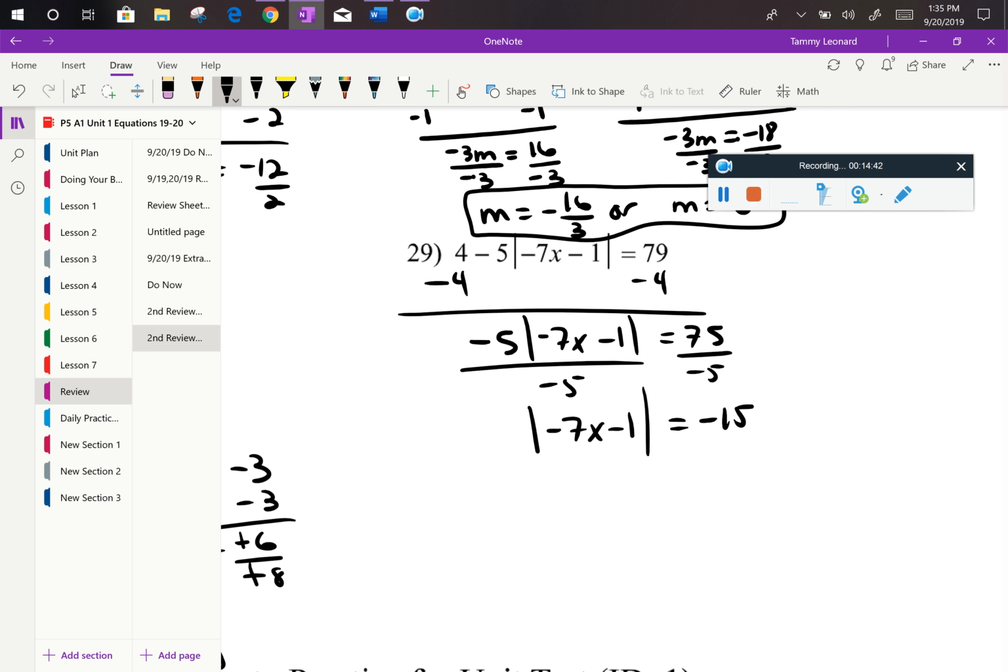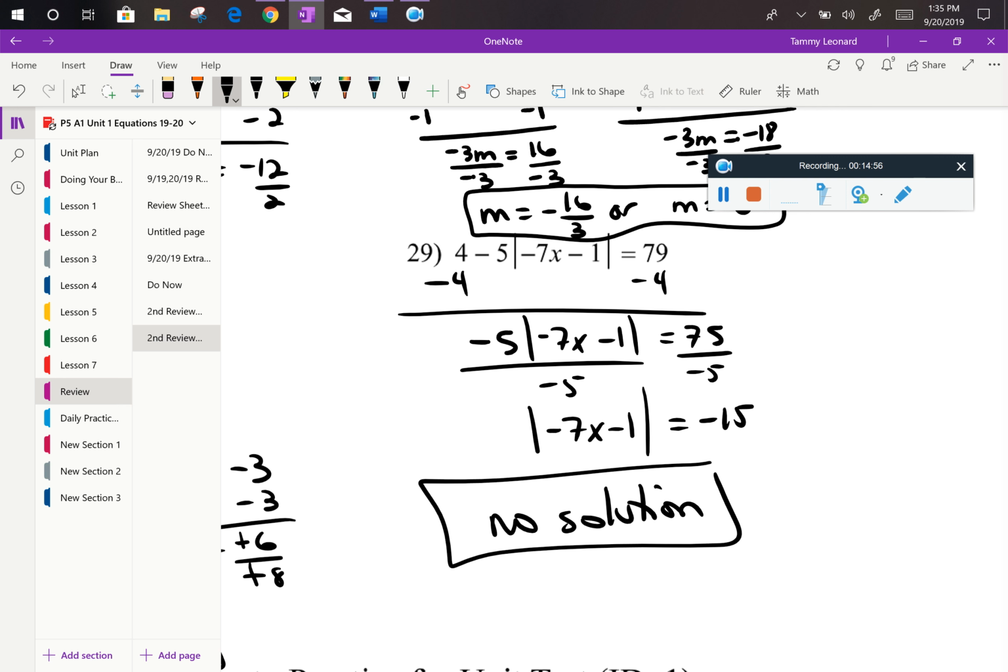Now at this point, we should notice that this doesn't look right. Notice you have the absolute value of something being equal to a negative number. And we know that when you take the absolute value of any number, you end up with a positive number. So this is not possible. So we stop here. We don't need to solve any further, and we can say that there is no solution.